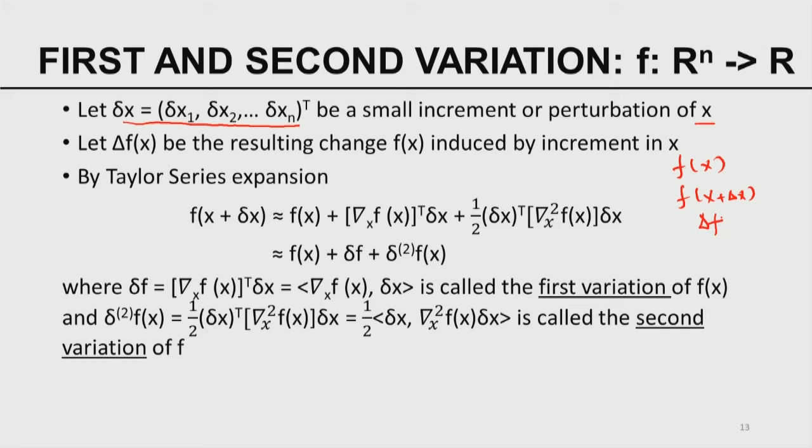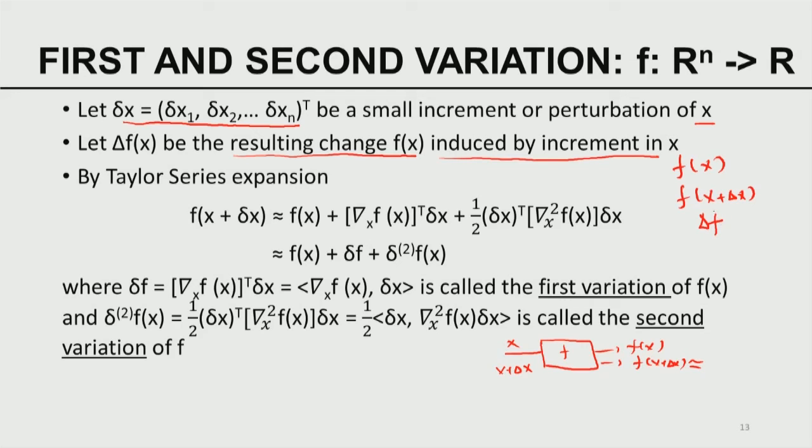So what is delta f? Delta f is the resulting change in the value of f of x induced by the increment in x. The increment is delta x. So you can think of a black box. That is f. If you give x, it gives you f of x. If you give x plus delta x, it is going to give you f of x plus delta x. But I would like to be able to express f of x plus delta x in terms of f of x itself. I would like to be able to compute approximately what f of x plus delta x is. And that's where the notion of computing the induced variation comes in.